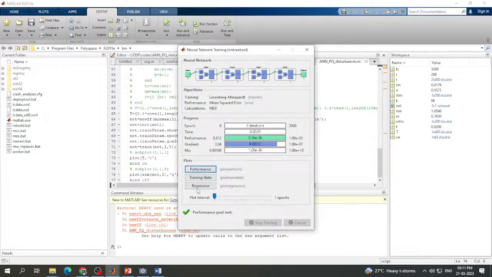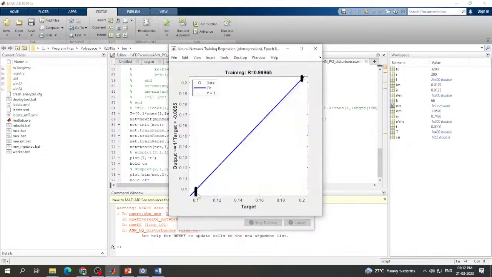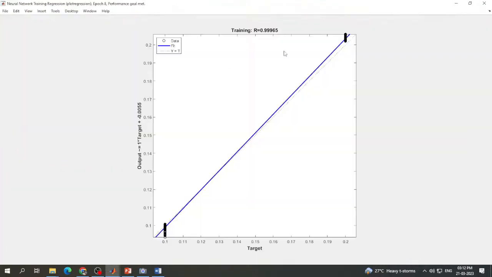Now whether it is good or bad, we have to check the regression one. Regression is showing us 0.99985, that is nearness to 1, and regression should always be nearer to 1. It should not be like 0.5 or 0.6. If it is like that, then you have to train again with changed parameters. It should ideally be 1, because ideally 1 means whatever your targeted output and actual output both are matching at that time.